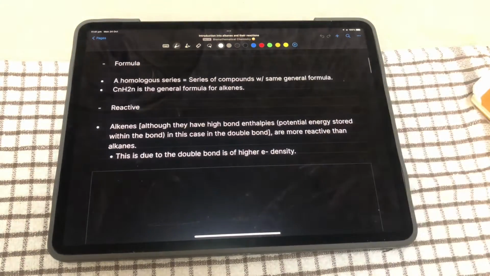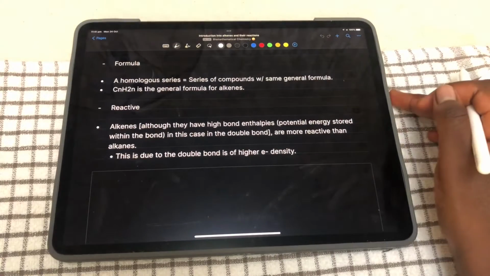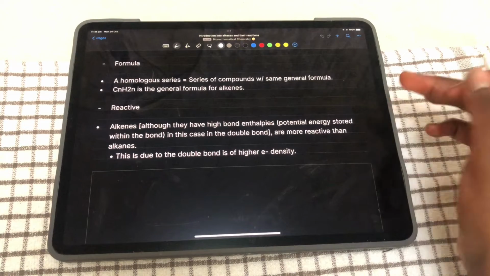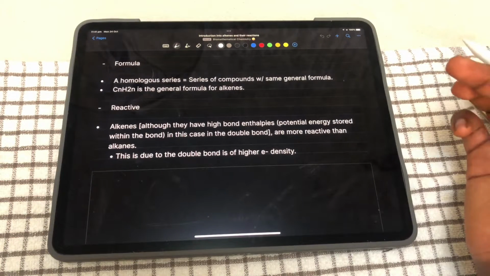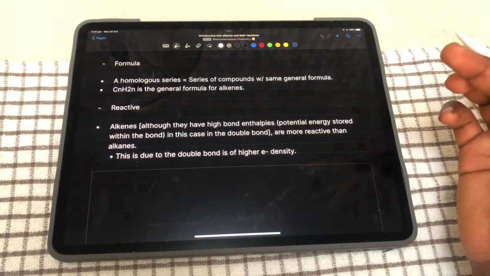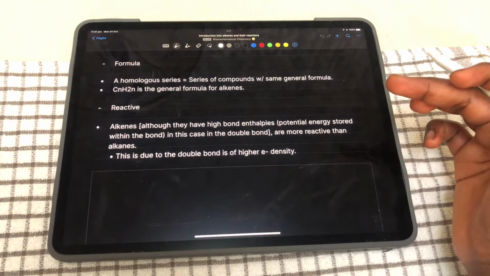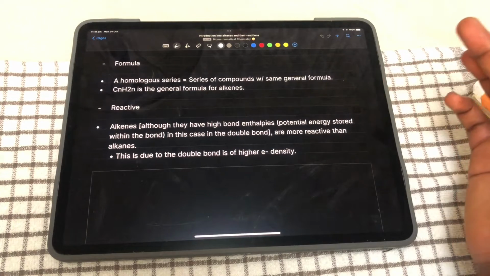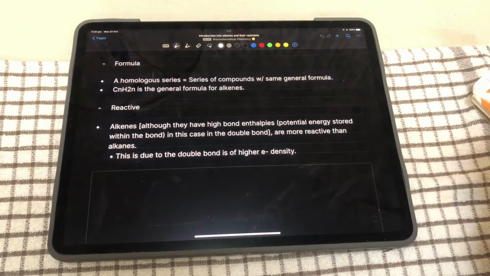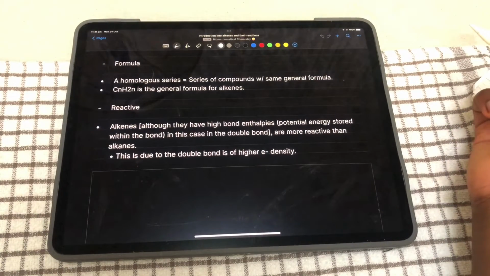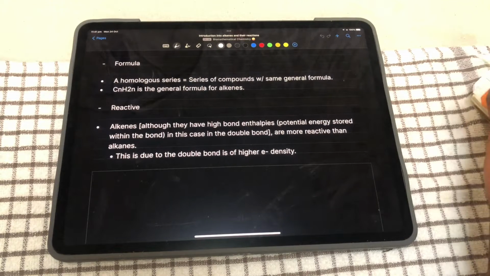Now we're talking about how reactive they are. Alkenes, although they have high bond enthalpies, which is just the potential energy stored within the bond, in this case a double bond, are more reactive than alkanes. This is due to the double bond having a high electron density. It's a stronger bond, but because there's a high electron density in that region of the double bond, they're very reactive and they can act as a nucleophile.